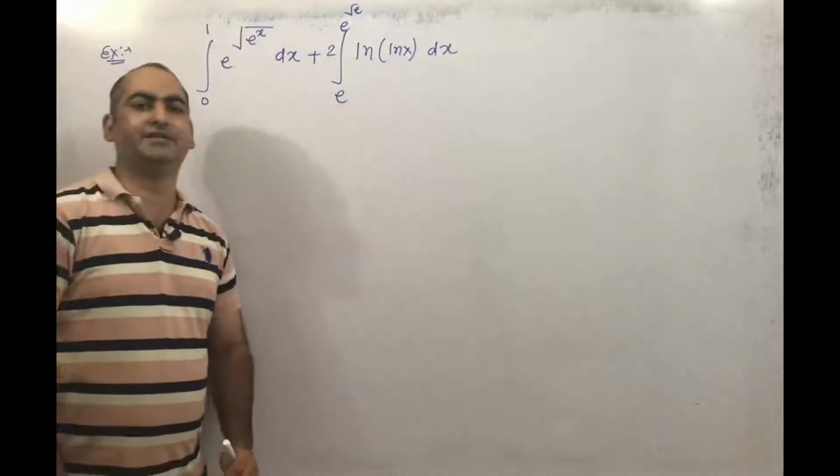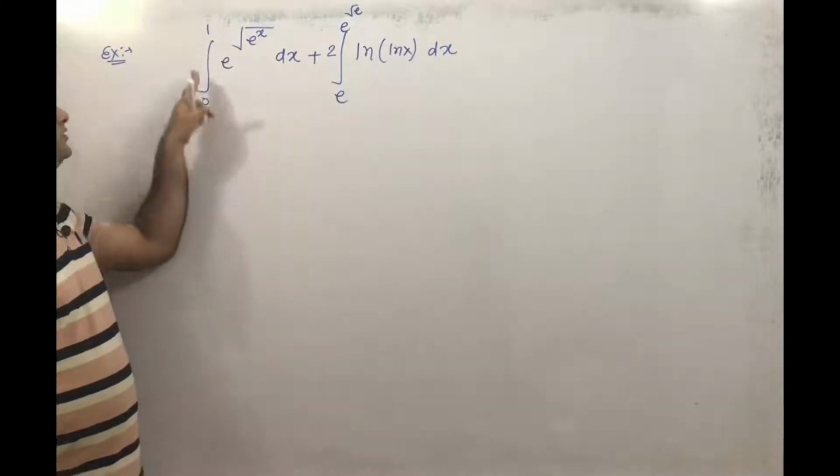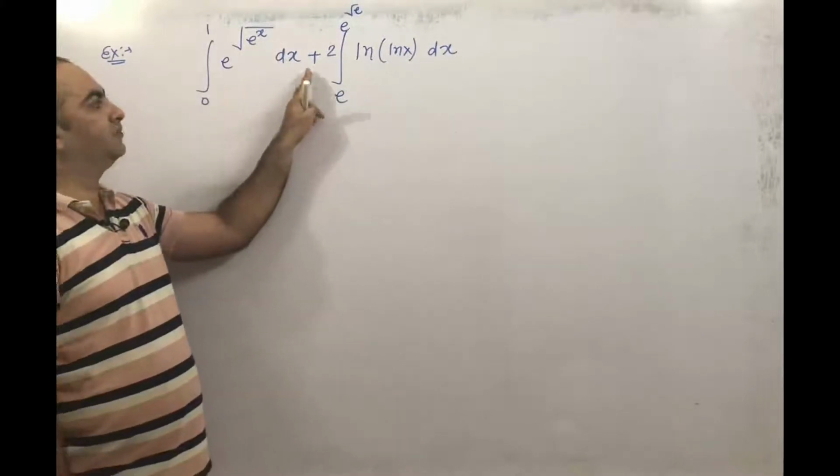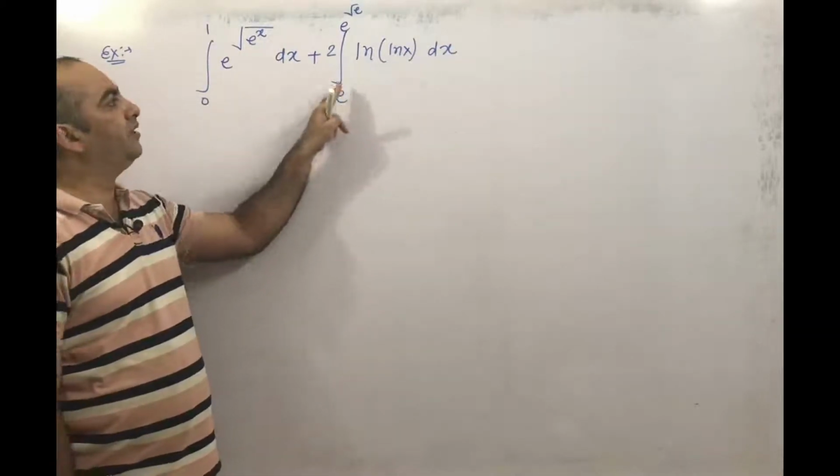Next we are discussing an example. The example is integration 0 to 1 e power root over e power x dx plus 2 times integration e power.